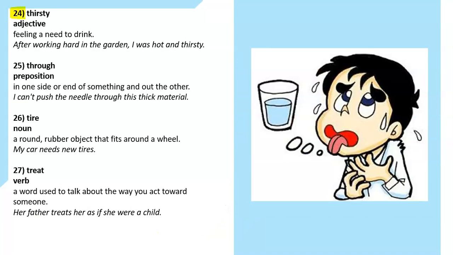Our next word is thirsty. Thirsty is an adjective and it is feeling a need to drink. After working hard in the garden, I was hot and thirsty. When are some times you feel thirsty? Do you feel thirsty after you run for a long time? Or do you feel thirsty after you talk for a long time?